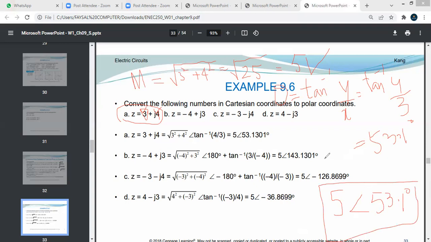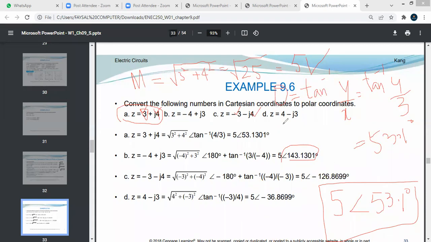For part number B, we do the same: 4 square plus 3 square, the value is also 5, and then the ratio is 3 upon negative 4. So the angle value is 143.13. Now for the third one, it is also 3 square plus 4 square, that will be my 5. But the tan inverse value will be minus 4 upon minus 3, and the value is approximately minus 126 degree.